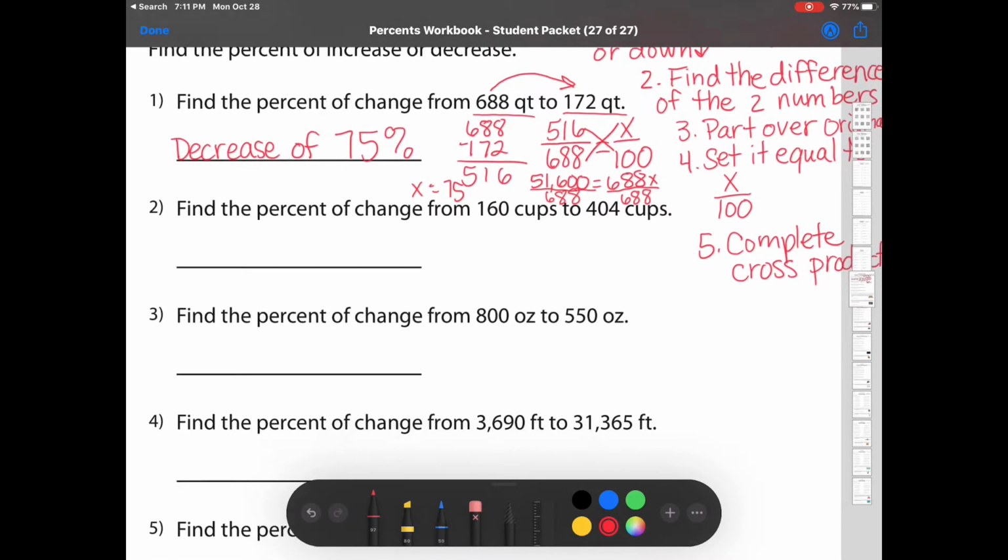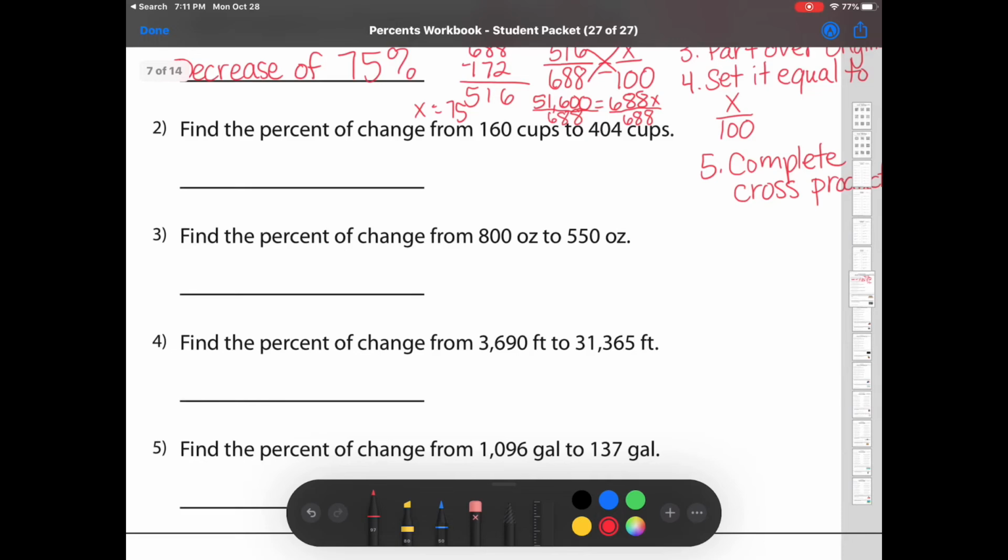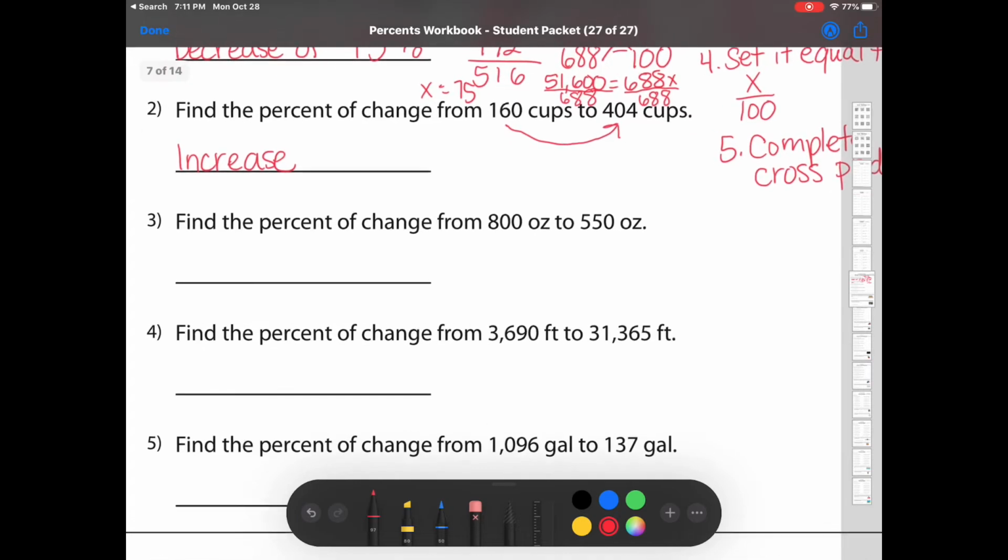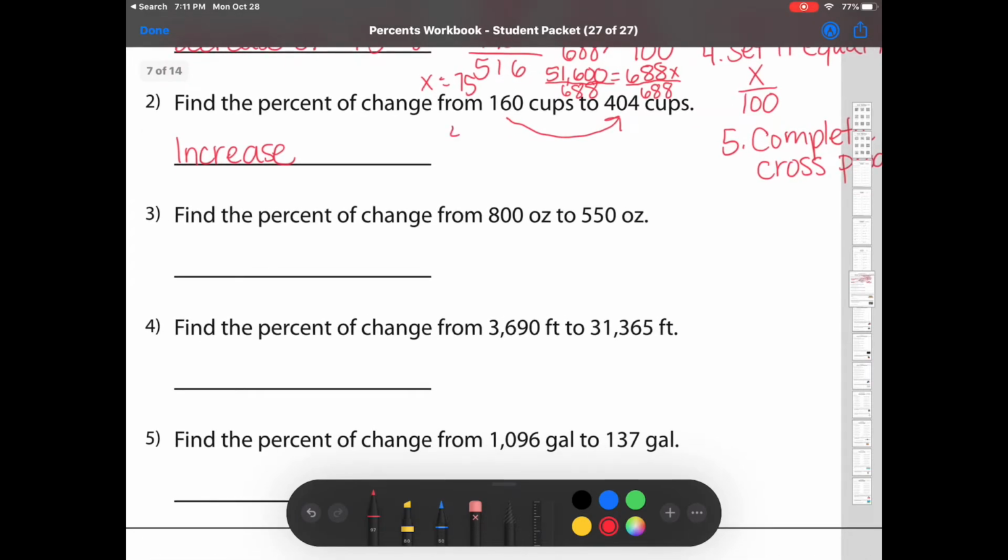All right, let's follow those same steps. So for question two, step one, identify whether it's an increase or decrease. So I'm going from 160 to 404. That's getting larger, so I know that this is going to be an increase. But how much? So step two, find the difference between the two numbers. So take my larger 404 minus 160, and I get 244.